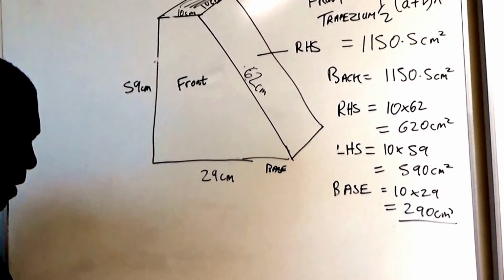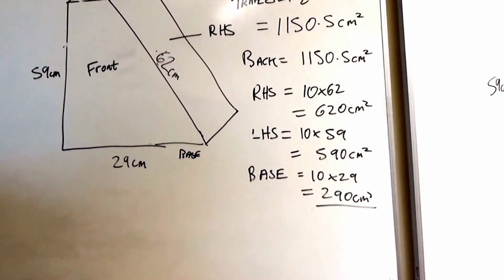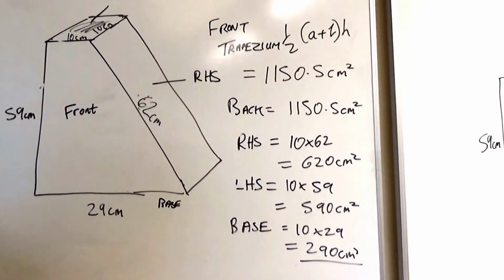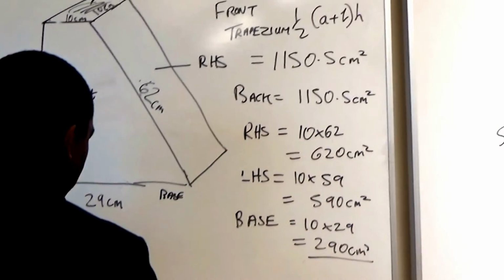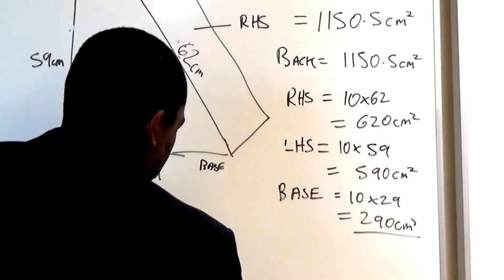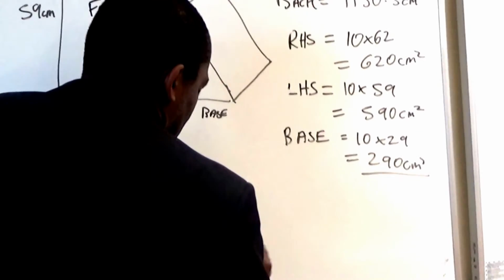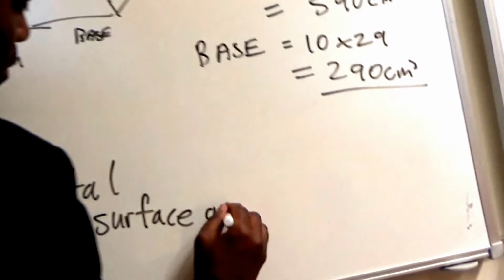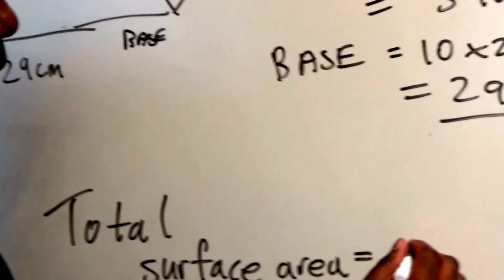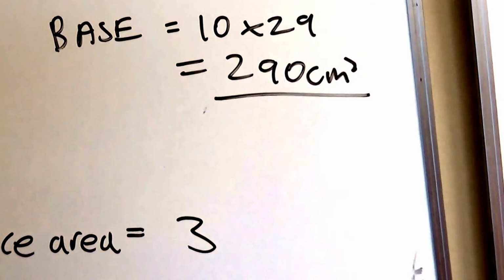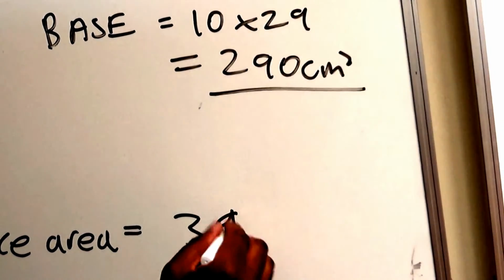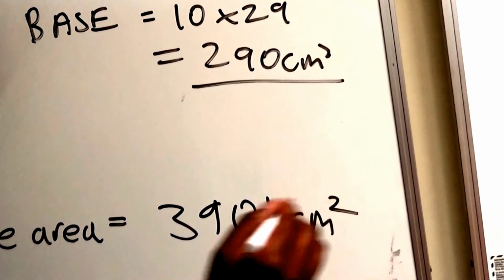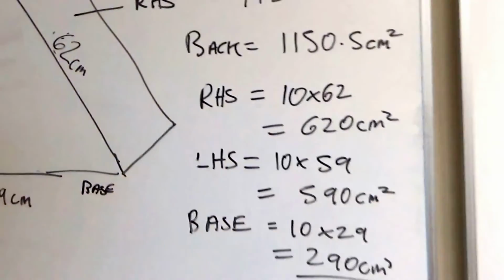If it's correct, I get 3,901. So total surface area is 3,901 centimetres squared. And that's how you work out the surface area for a prism. So you work out the area of all the faces. This is just one type of prism. In other videos we'll talk about other types.